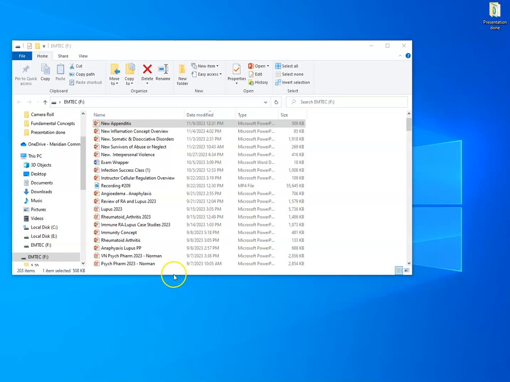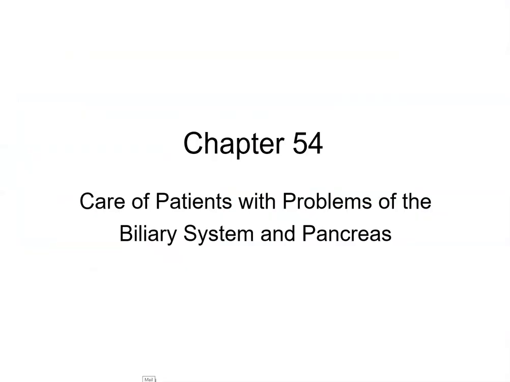What questions or comments do you have about appendicitis? Okay, I will reload the appendicitis with the NCLEX practice questions on there so that you will see them, and then we can review them quickly tomorrow with the answers.